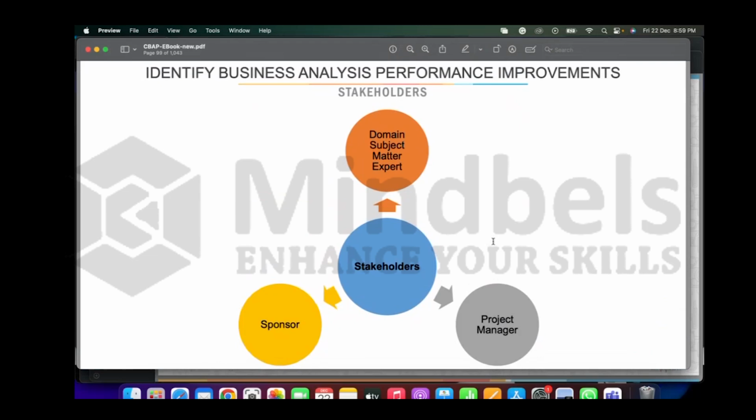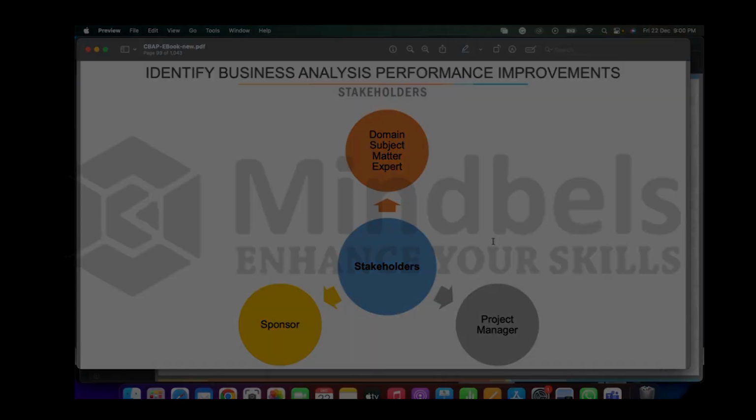I think for today we have understood three different areas of BA: the planning approach, the business approach, and then performance improvements, the metrics. Okay, so we shall continue again.